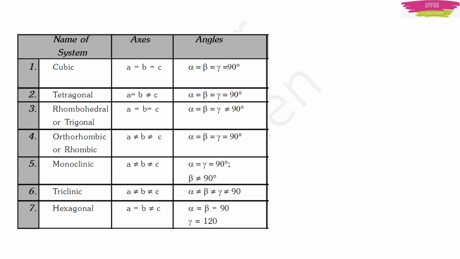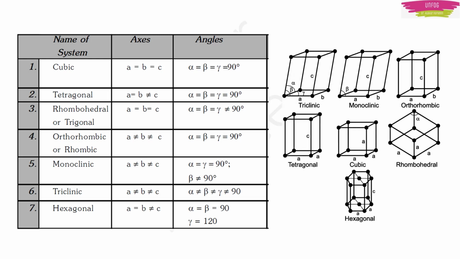Now, as we discussed about the cubic system, like that only we have few more which are not given in our syllabus. Okay, they are tetragonal, rhombohedral or trigonal, orthorhombic or rhombic, monoclinic, triclinic, hexagonal. I have the pictures also. So we have been discussing only about cubic structure in this class.